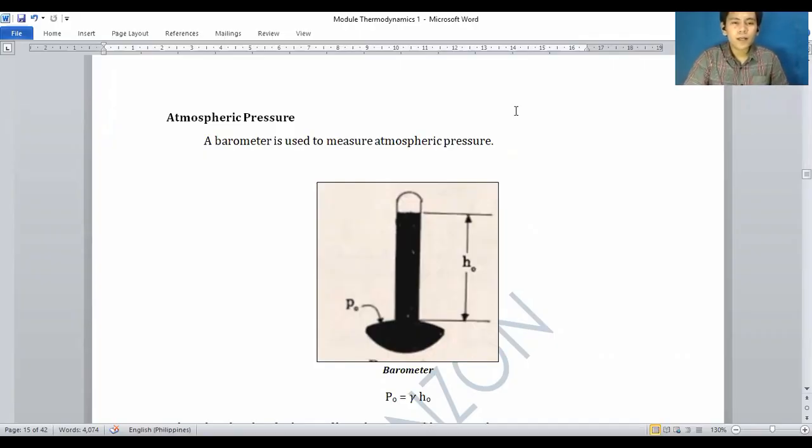So this is the last part of my module 1, the part 3 of basic principles, concepts, definitions in thermodynamics. Now, the atmospheric pressure. A barometer is used to measure atmospheric pressure. Now, there are certain problems that state that the barometric pressure reads blank pressure, or the atmospheric pressure reads blank pressure. When we say barometric pressure, it is understood that it is automatically the atmospheric pressure.